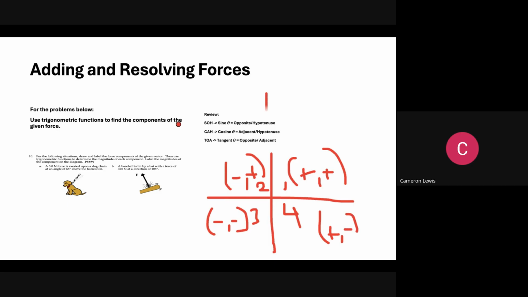And how does that relate? Northeast, northwest, southwest, southeast.